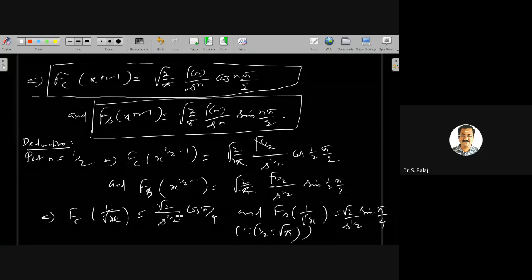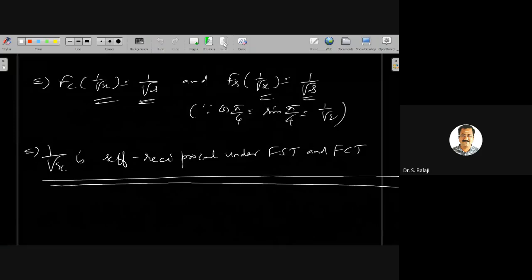You also know that the values of cos pi by 4 and sine pi by 4 are 1 by root 2. So root 2 also gets cancelled. With the help of that, you can say that Fc of 1 by root x equals 1 by root s, and Fs of 1 by root x equals 1 by root s.